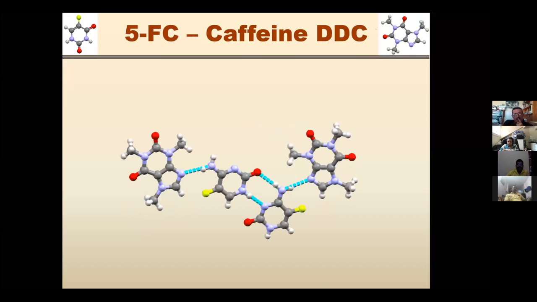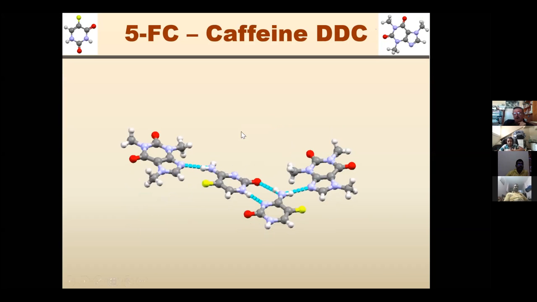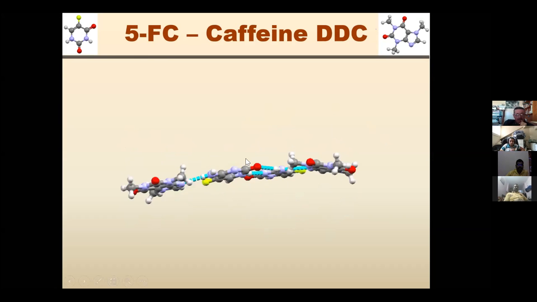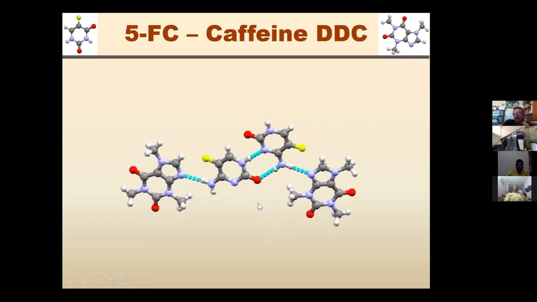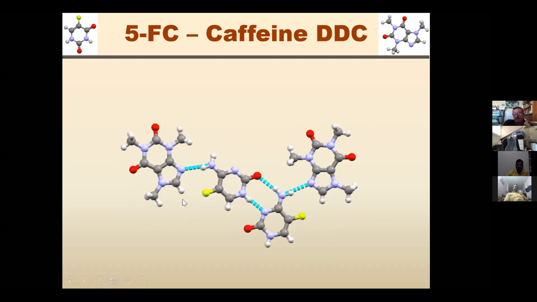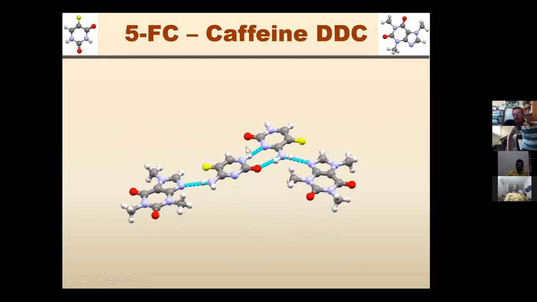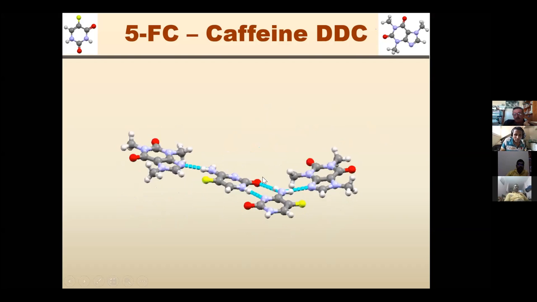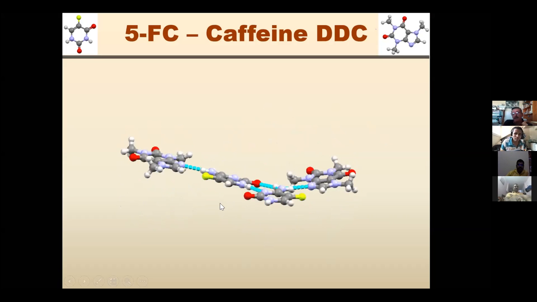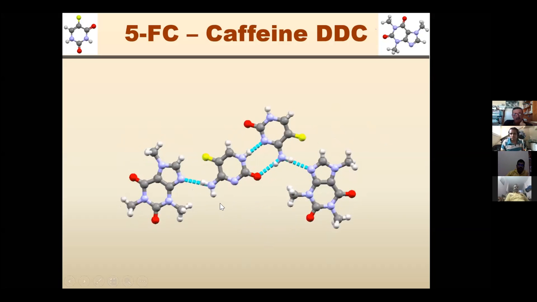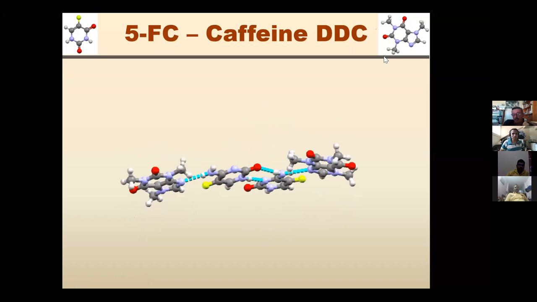Another area that we used was caffeine. The caffeine, as you can see here, crystallized with two molecules of caffeine and two molecules of 5FC. This crystal retains the 5FC homodimer. So even when the caffeine was able to interact with the 5FC, it was not strong enough to compete with this homodimer. That's a very important issue that we use here as a conclusion.